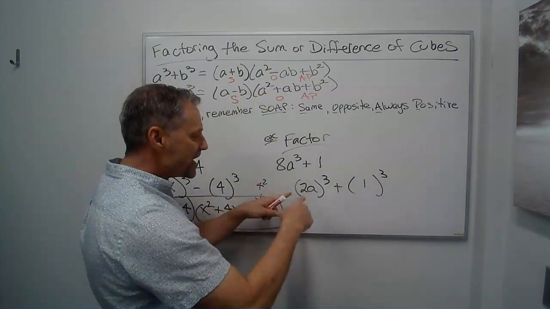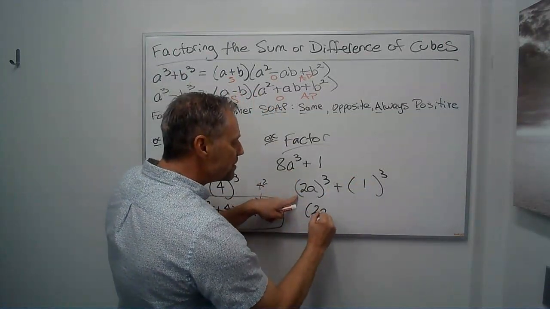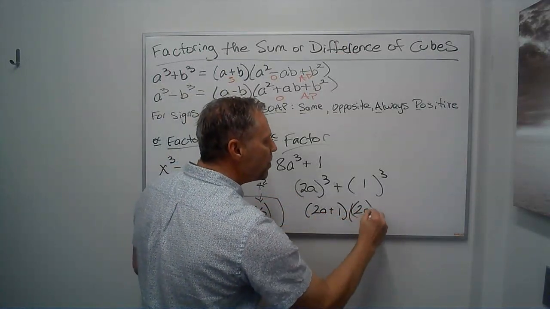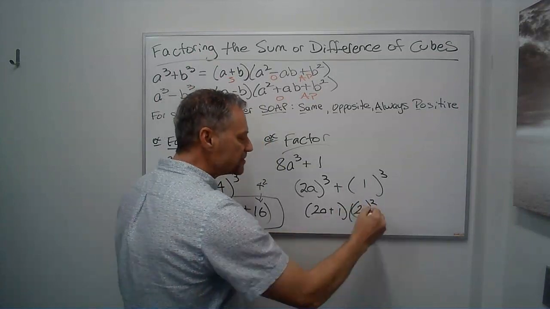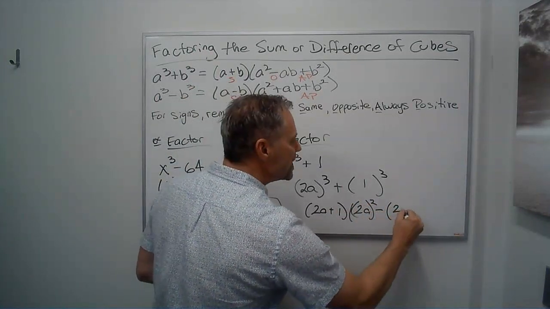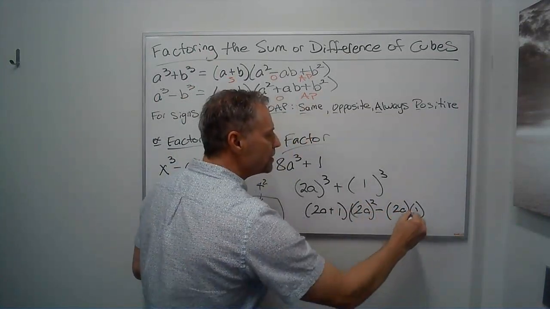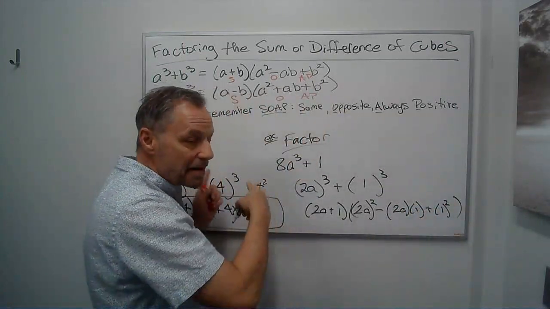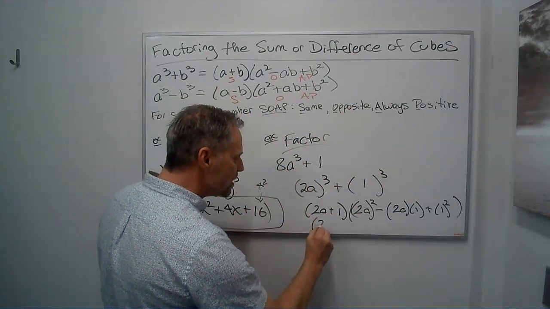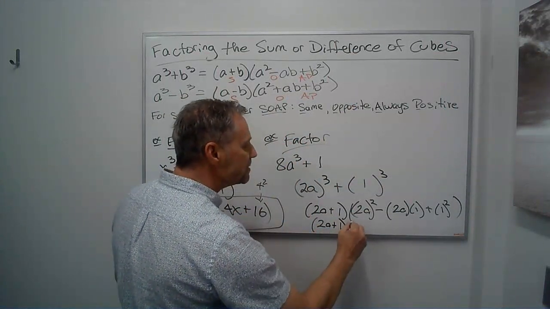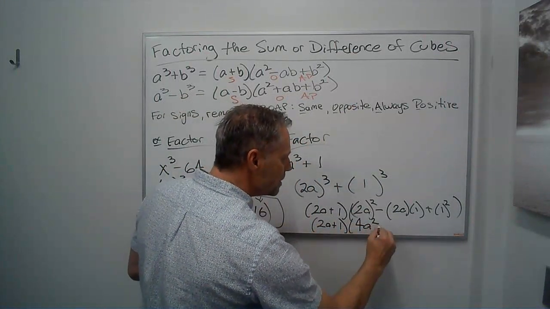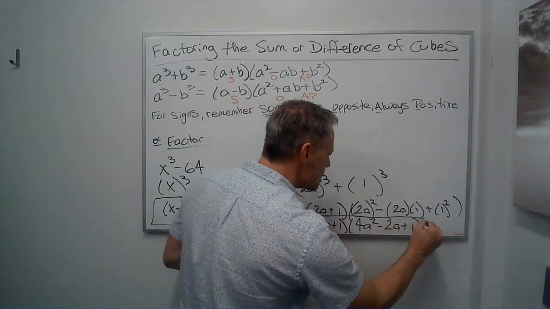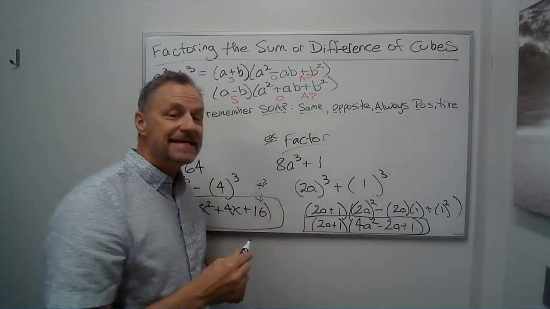So again, I go back to the formula. It's going to be 2a plus 1. Then it's 2a quantity squared, opposite sign, minus 2a times 1 plus 1 squared. And so when I multiply that out and make it nice, it's 2a plus 1 times 4a squared minus 2a plus 1, and easy as that, I'm done.